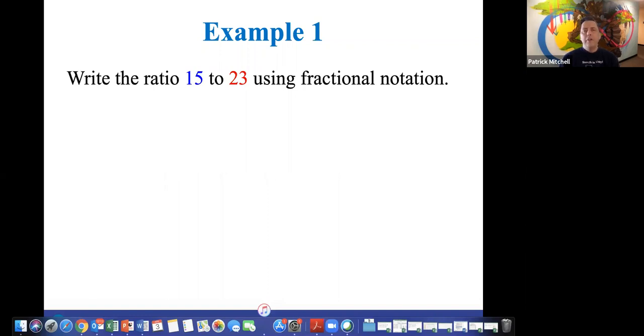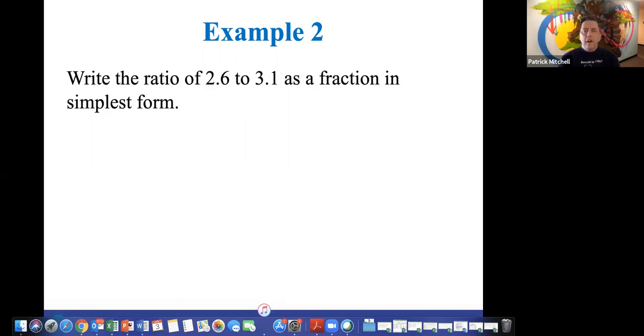All right, to write the ratio 15 to 23 using fractional notation, that's actually a lot easier because 15 over 23 is already in simplest form. So that's all we have to do.